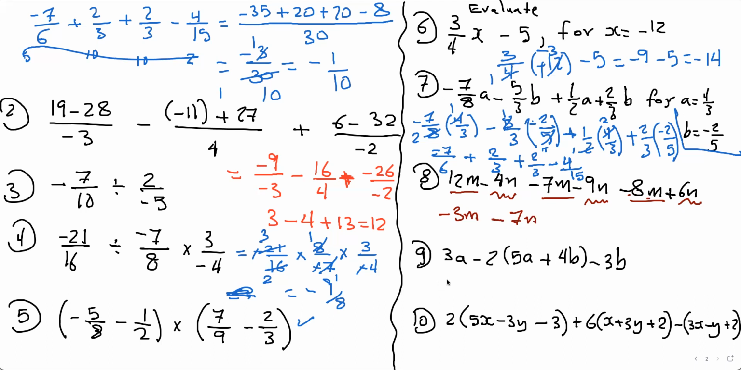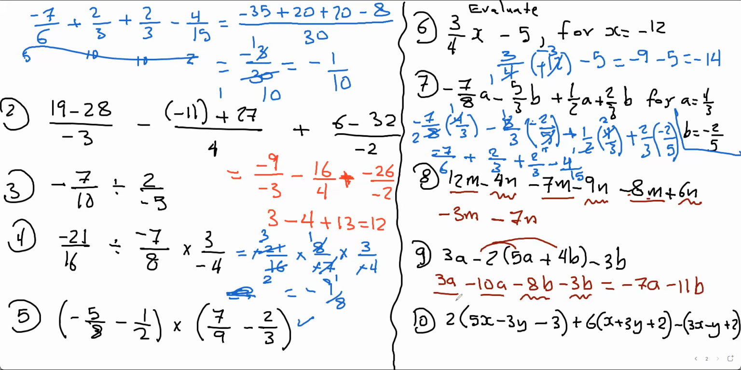How about here? Here I have to write the 3a again, and I have to distribute that into here and into there. So -2 times 5a is -10a. -2 times +4b is -8b, minus 3b. These are like terms. So 3a minus 10a is -7a, and -8b minus 3b is -11b.